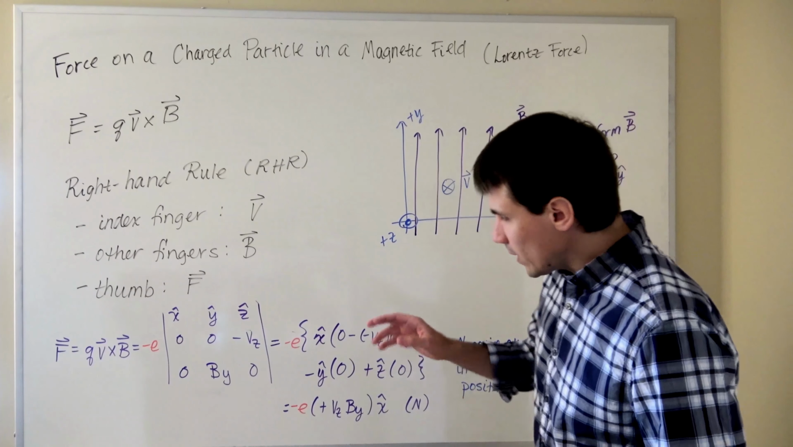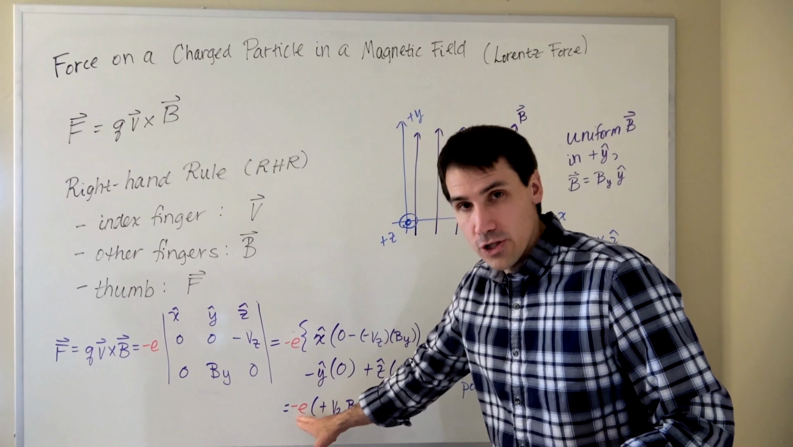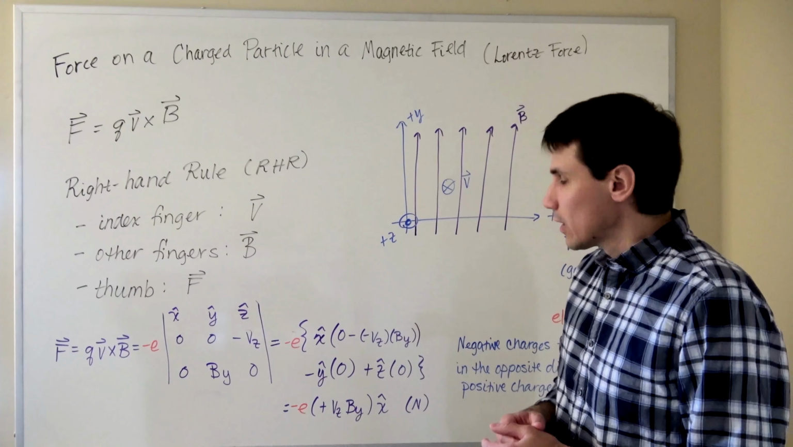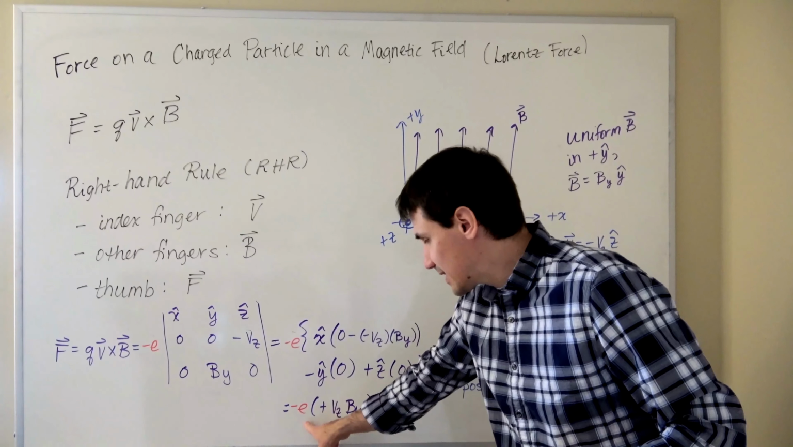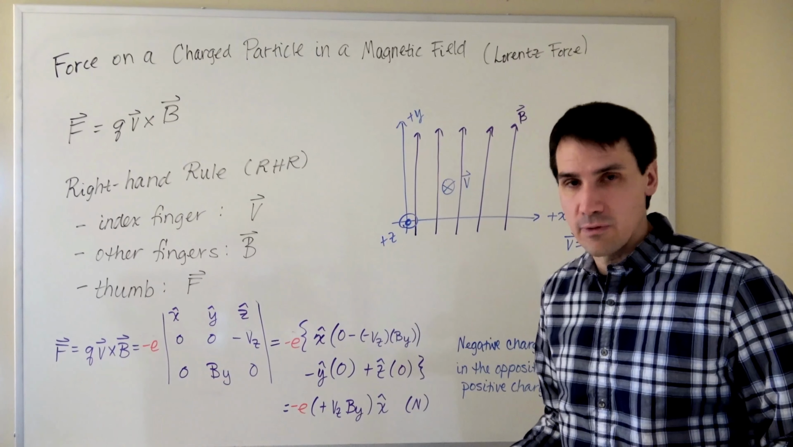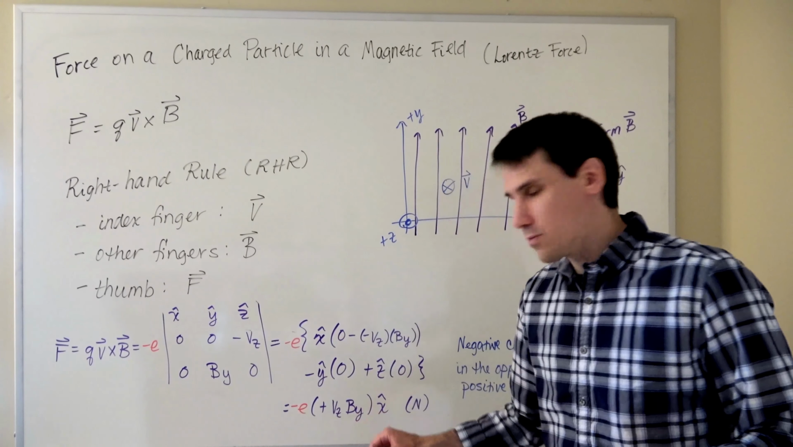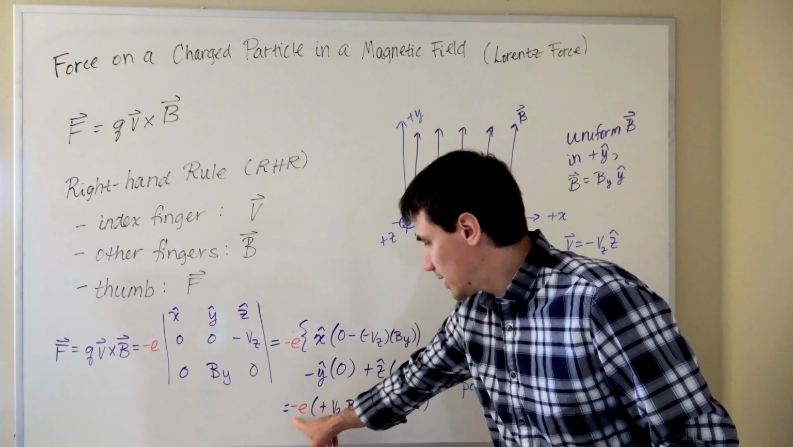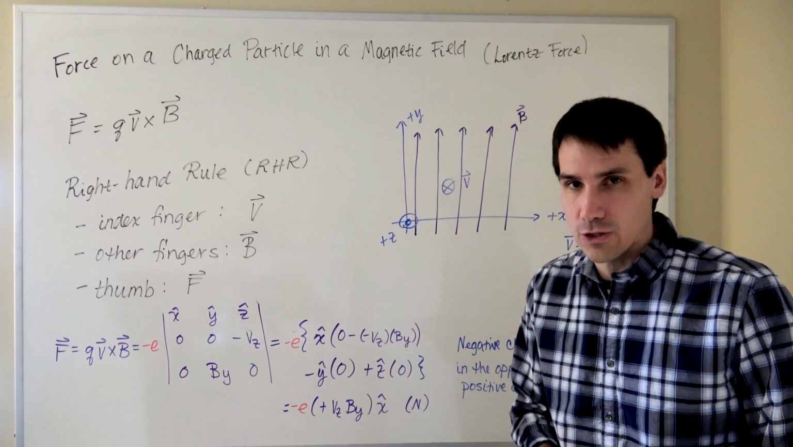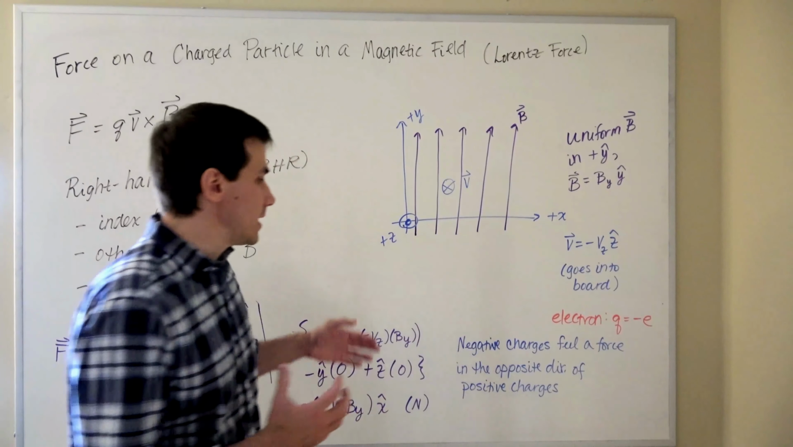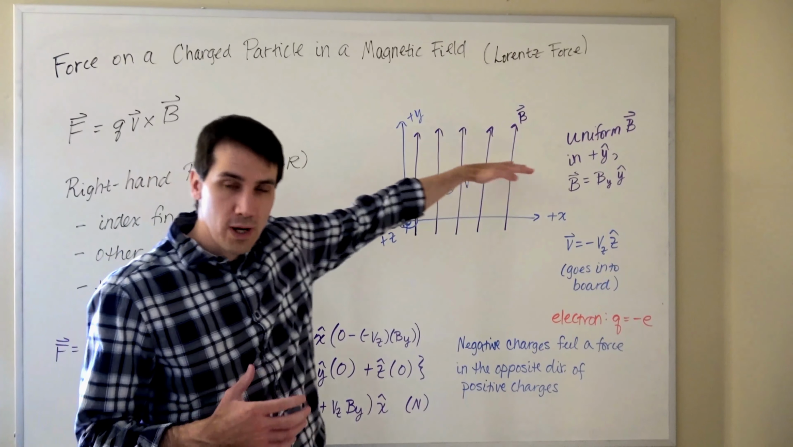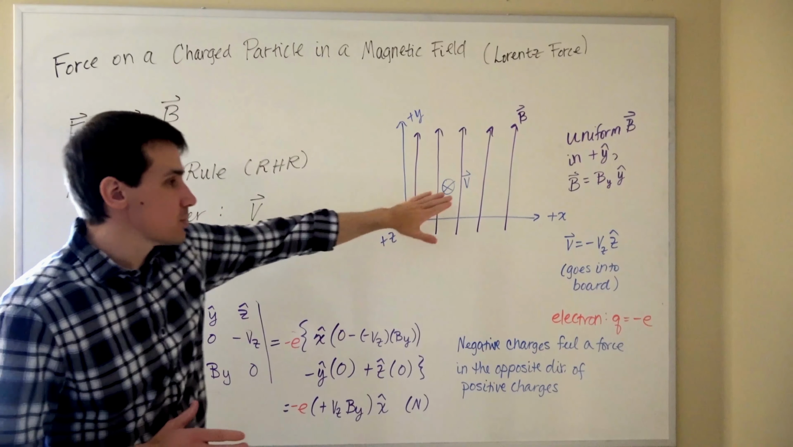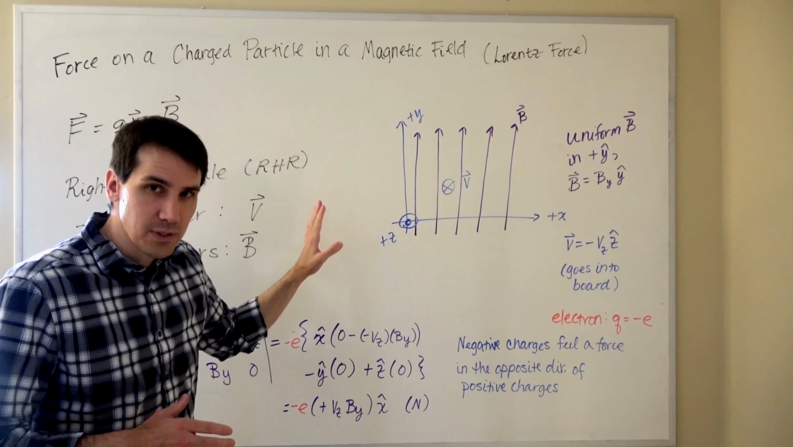However, we have this negative charge out front bringing a minus sign along with it, which means that our total force has exactly the same magnitude as before, E times Vz times By, but now instead of being in the positive x hat direction, it is in the negative x hat direction. So instead of feeling a force to the right, as we found with the proton, we are now feeling a force to the left.